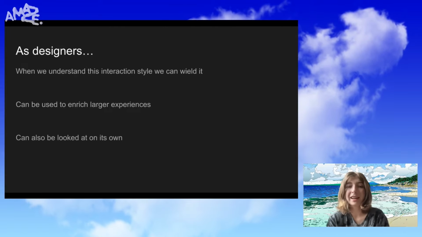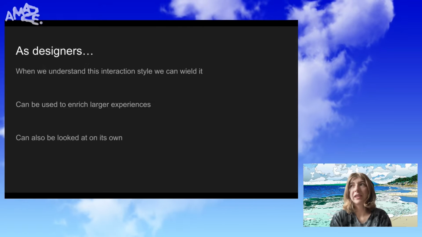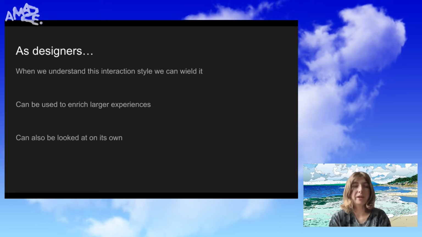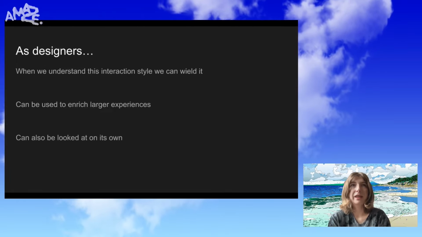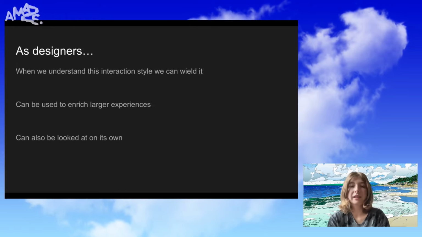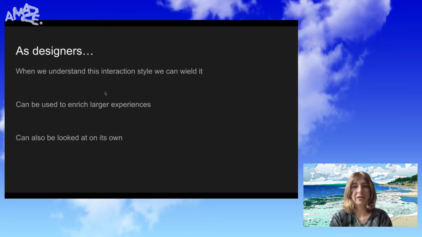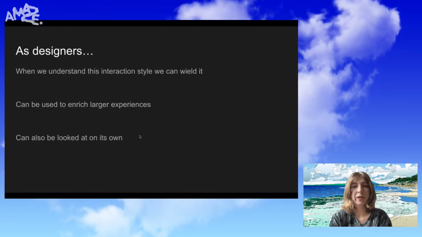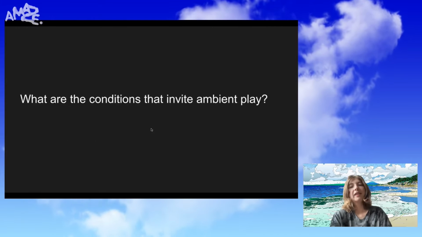But for me personally, I just really like looking at it on its own. And I think those experiences that are like screensavers that are purely spectative are really, really special. They're definitely a really different thing to design for. And I also think that the fact that we can play that way says a lot, and I'm really interested in investigating that. So I like to design for them on their own, but if you're a designer who makes larger experiences, then you can weave them in.